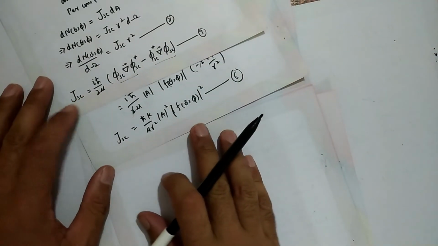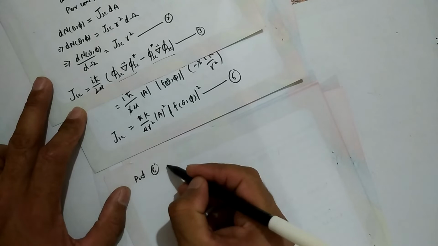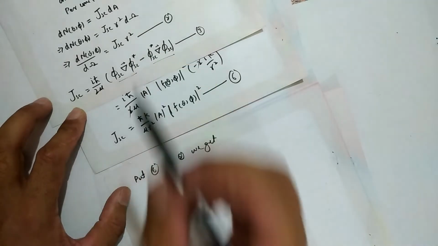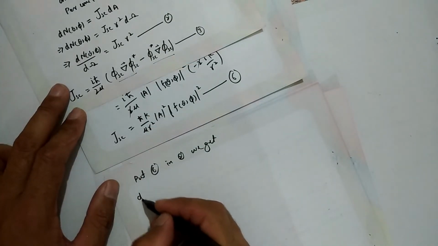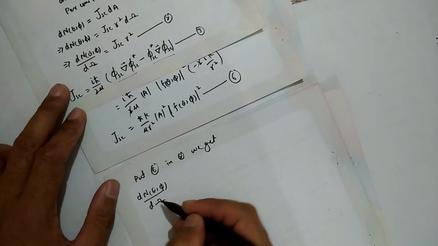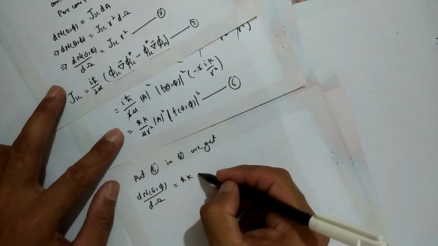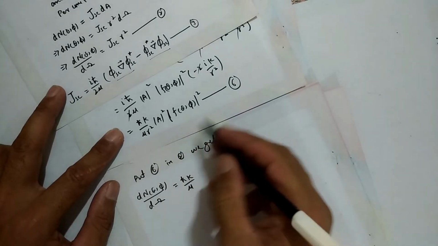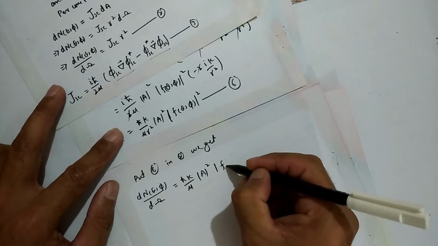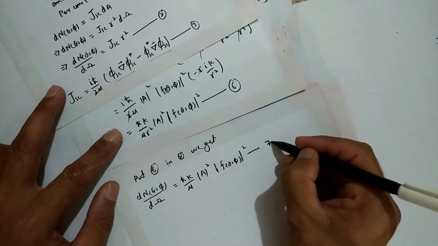Substituting equation number 6 in 2, we get: this r square will be cancelled with this r square, therefore dn(theta, phi) over d omega will be equal to h cut k divided by mu times a square into mod f of theta phi square. This is equation number 7.